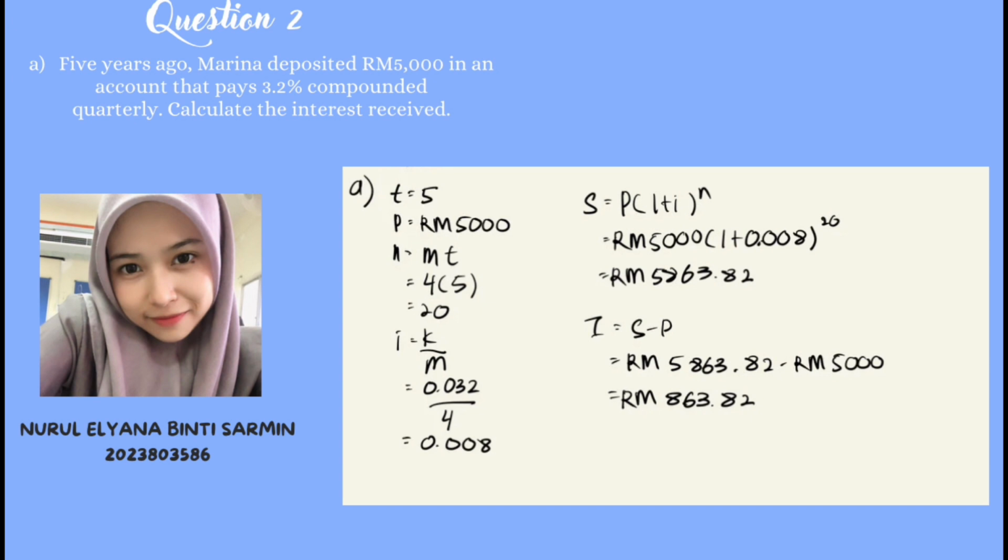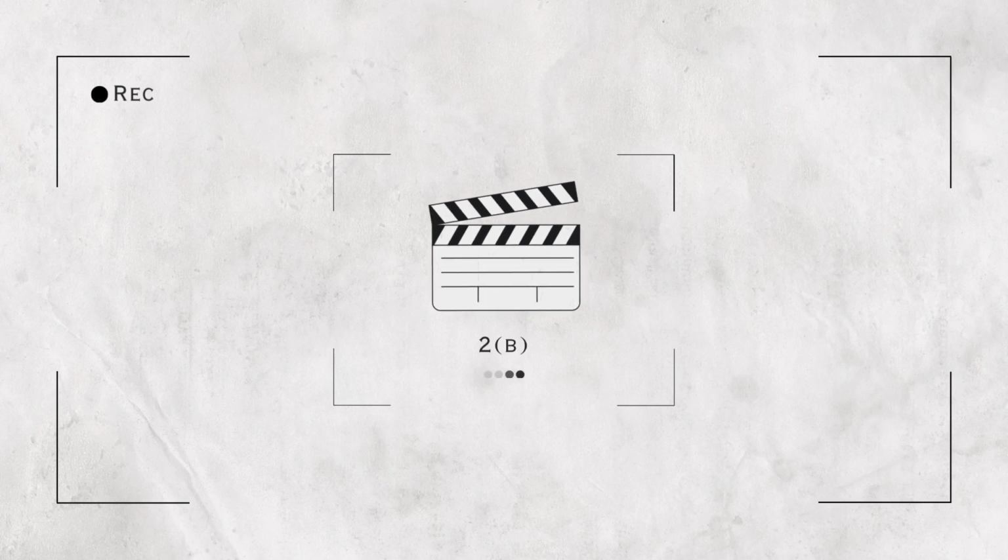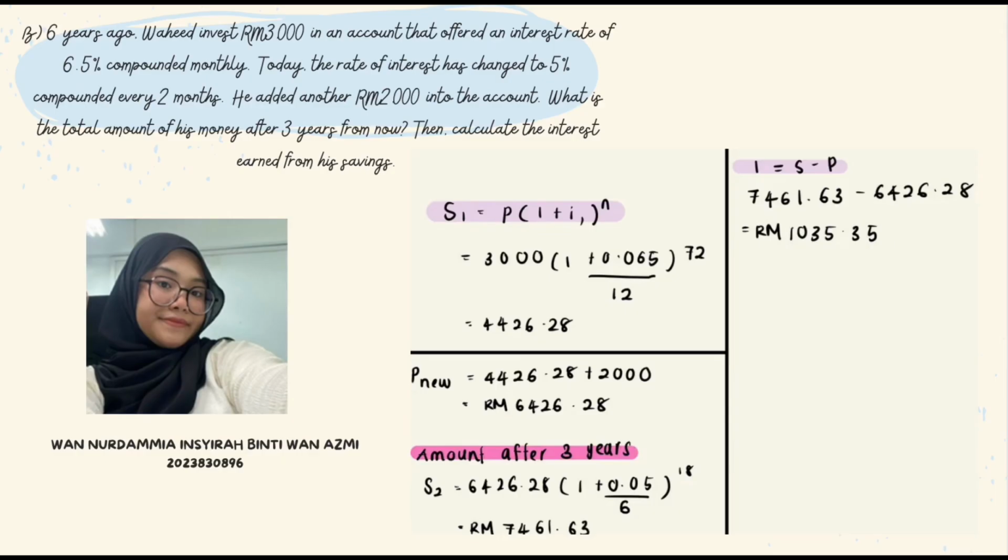5,000 ringgit times (1 + 0.008) to the power of 20 equals 5,863 ringgit 82 cents. To calculate the interest received, I equals S minus P, which is 5,863 ringgit 82 cents minus 5,000 ringgit, equals 863 ringgit 82 cents. Alright, moving on to question B.